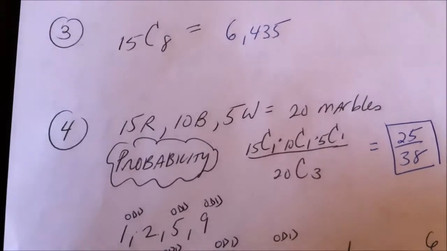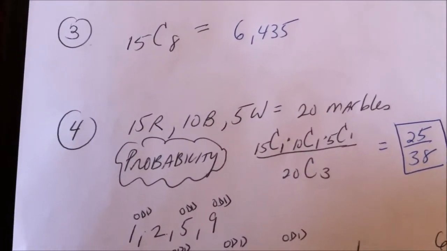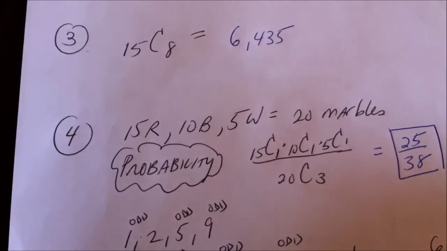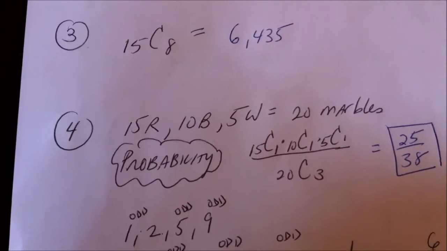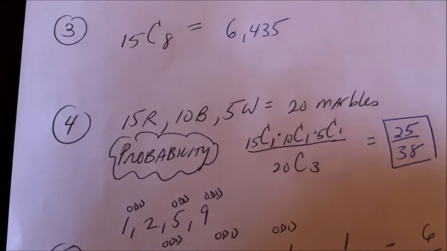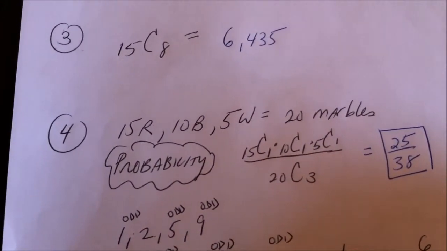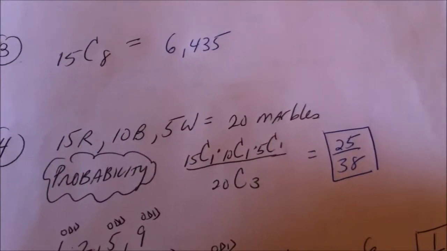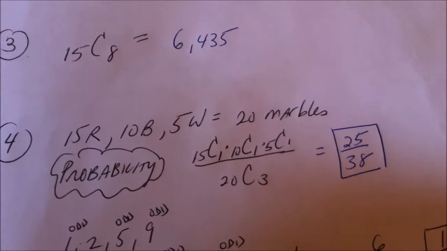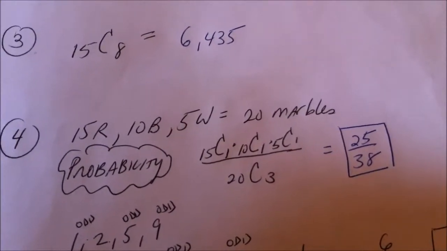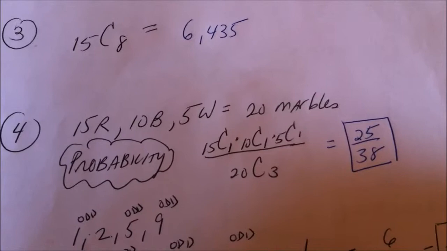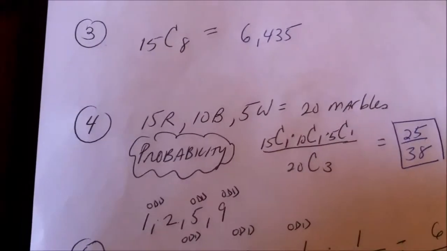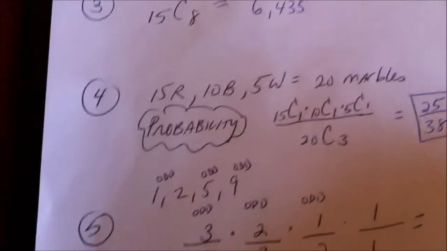So the 20C3 in the denominator of this fraction represents the total number. 20 marbles choosing 3. The 15C1 represents choosing 1 red marble. The 10C1 represents the choosing of one of the blue marbles. And the 5C1 represents choosing one of the white marbles. You throw that in the calculator, and then you have your 25 over 38. Make sure you try and convert things back to a fraction. If you use your fraction feature of the calculator, when entering this in, it should return a fraction, unless it's not able to. So that's an example of combinations with probability.